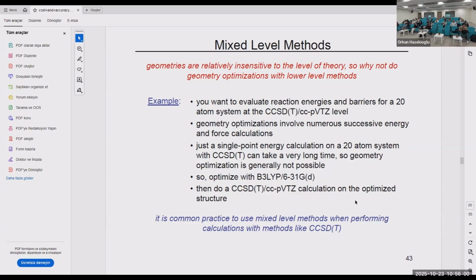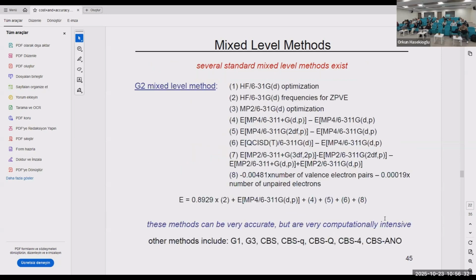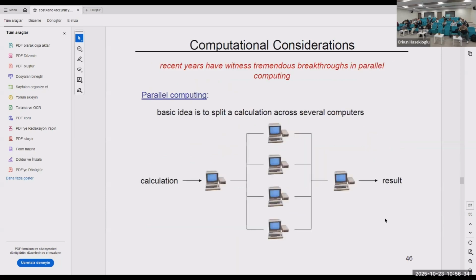So optimize with DFT, for example, using B3LYP with a smaller basis set like 6-31G(d). And then using that optimized geometry, you can do the CCSD(T)/cc-pVDZ calculation on the optimized structure, for example. So that's one of the ways that's done. And mixed level methods are represented by a double slash. Here it separates the two methods.